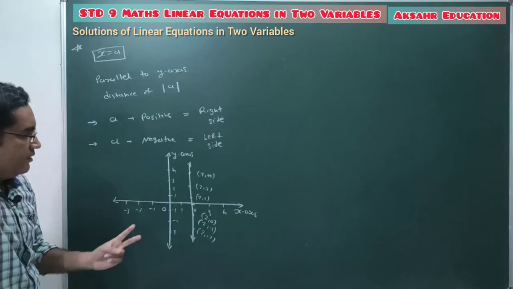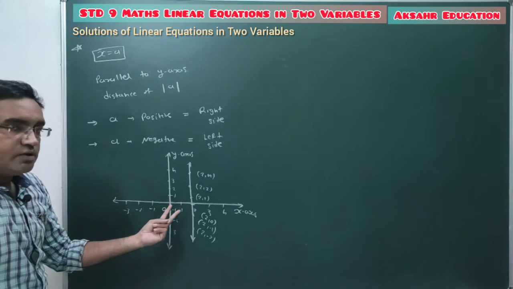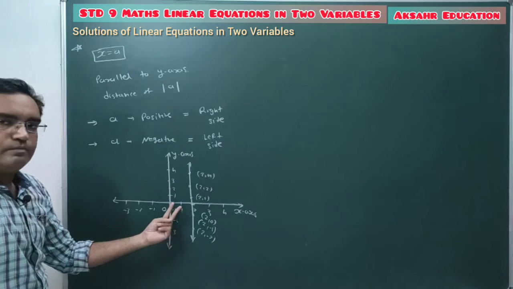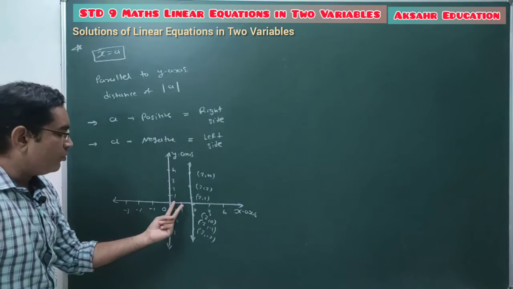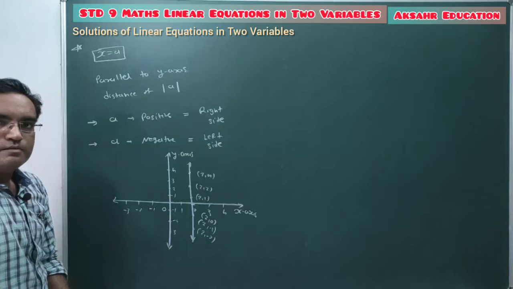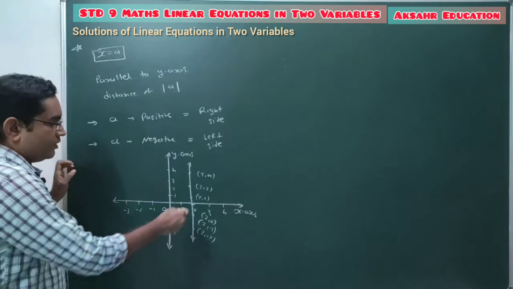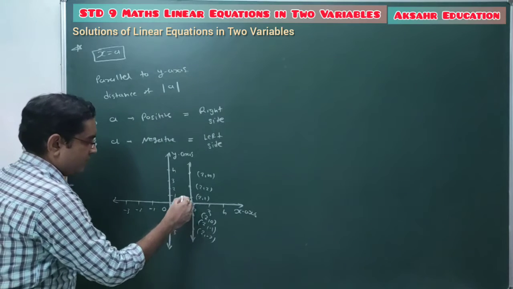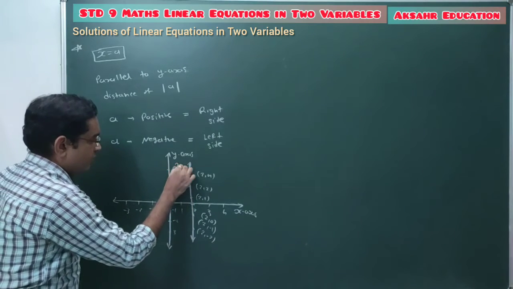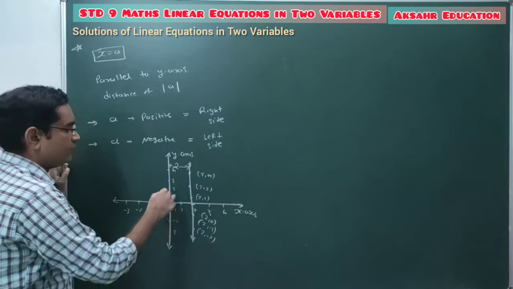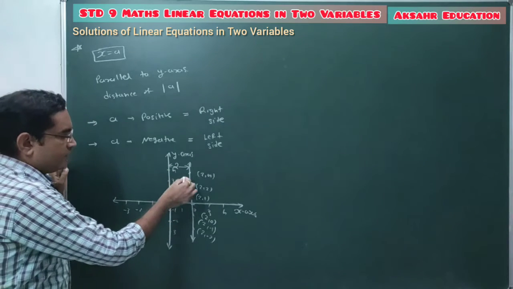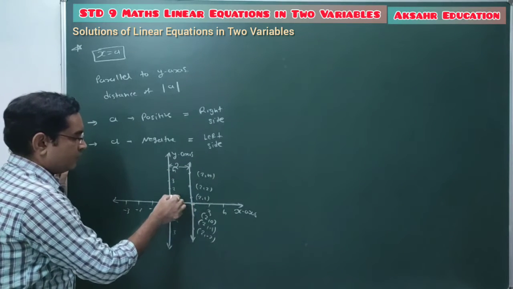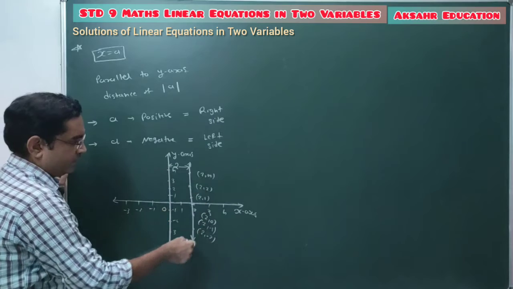So this is one line. This line is at the distance of 2 unit from the y axis. The distance between this perpendicular line to x axis, or you can say parallel line to y axis, is a, which is 2. It is at a distance of 2 unit from the y axis.